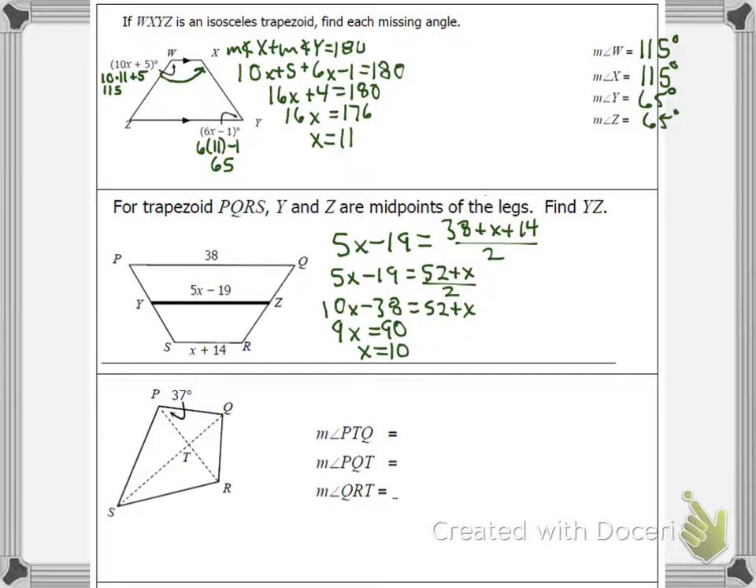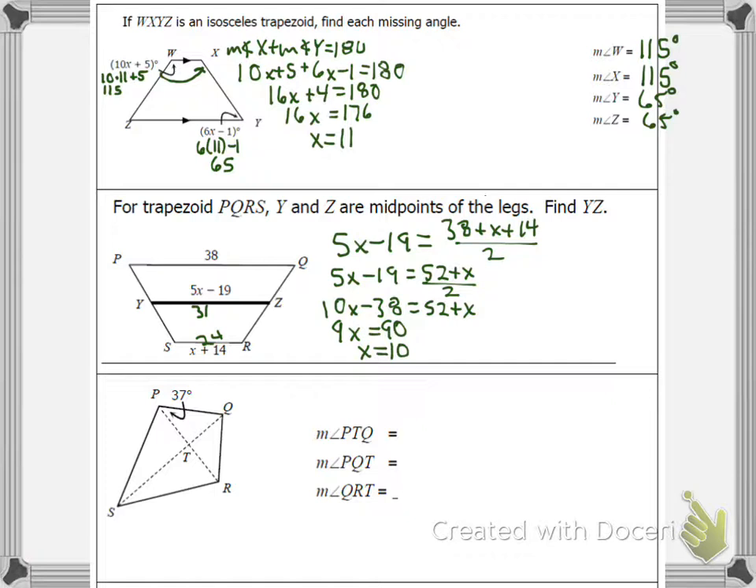Now to find yz, we substitute 10 in, we get 50, minus 19 is 31. Now, 38 and 31 are 7 apart, so if I did this correctly, I should be able to subtract another 7 and get 24 here, which it does in fact become once I put in for x equals 10.